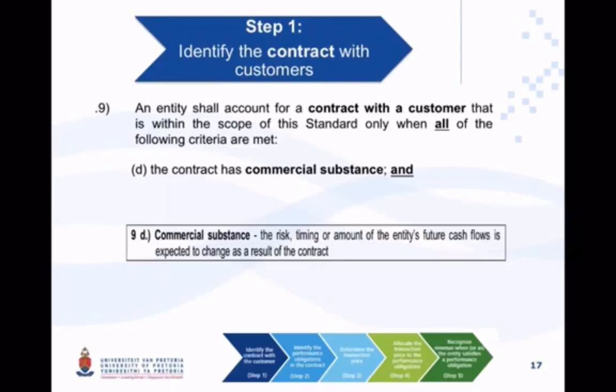Then the contract must also have commercial substance. There is a definition in the standard, and it appears on your screen now, talking about the risk, timing, and amount of the entity's future cash flows, which must change as a result of this contract. So something needs to change in your financial reports and your accounting records because of this contract. The entity must be better off or worse off, whatever the case may be, but there must be substance to this transaction.